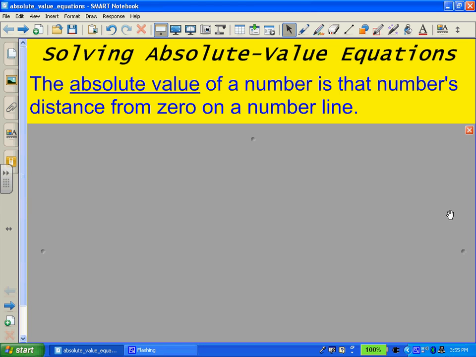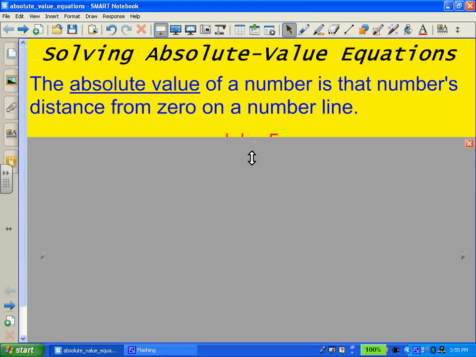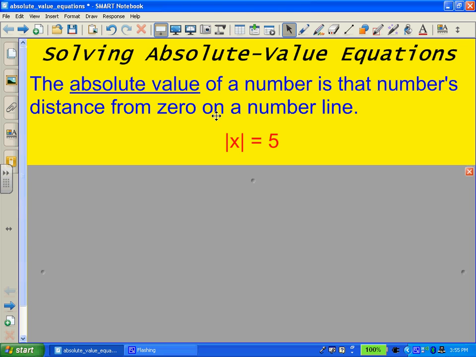Good evening. This is a little bonus section to Chapter 2 about absolute values. Hopefully you remember, from what you've learned for a couple of years now, that absolute value is a number's distance from 0 on a number line. And the symbol we use for absolute value is these little straight bracket things here. That means the absolute value of x equals 5.